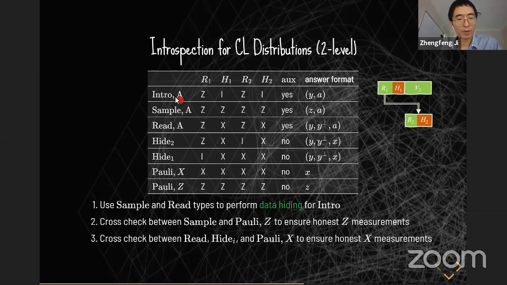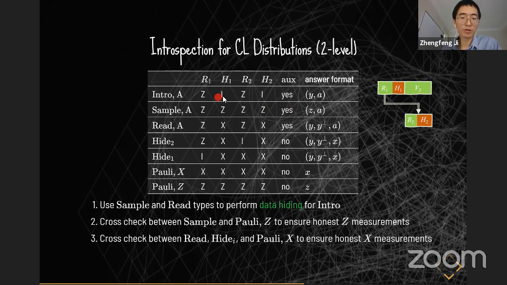But how do you enforce that behavior? That's another use of the idea of the data hiding technique, or the introspection technique of Anna and John. Basically, the way you ensure that the intro won't measure H1 and H2 is that you introduce Z measurement and X measurement, and you check that no matter whether you measure Z or X, they will all be consistent with this intro type of question, and that's the data hiding technique.